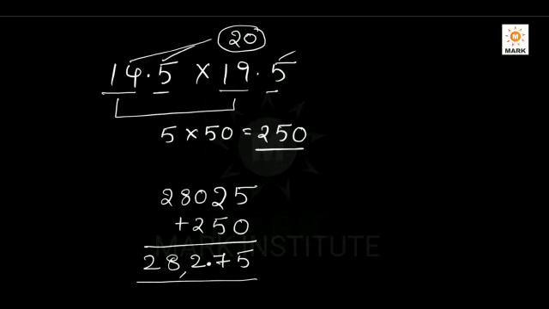I hope you liked our technique. It is very useful. Any two natural numbers whose units digit is 5 you can multiply.